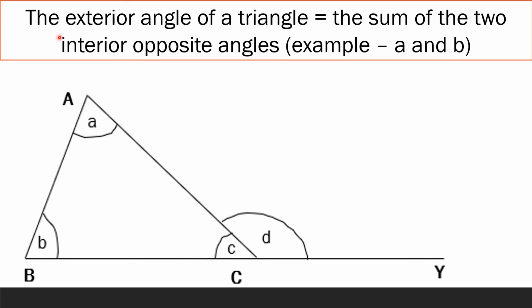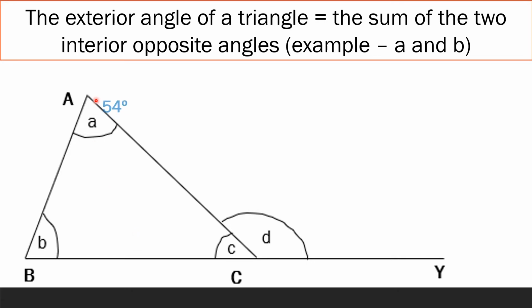We have concluded that the exterior angle of a triangle is equals to the sum of the two interior opposite angles. Example here is A and B. So A and B are the two interior opposite angles of C here. So let's look at an example.